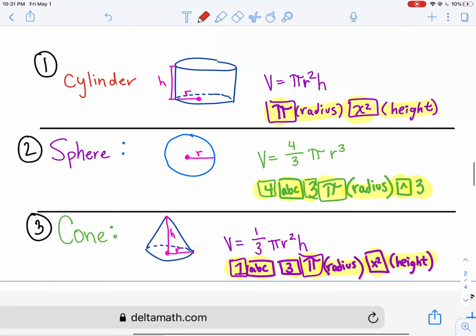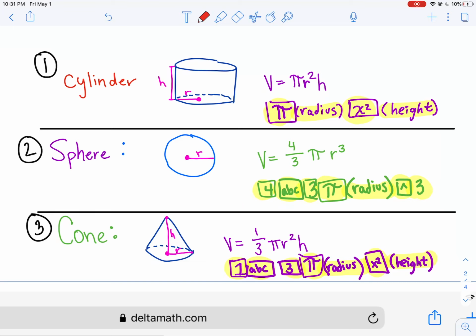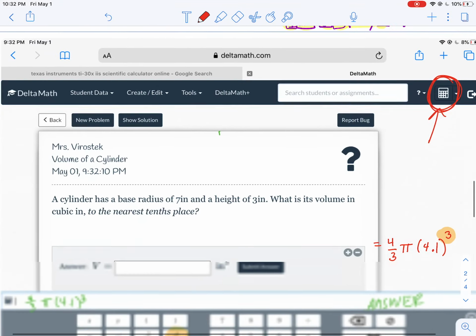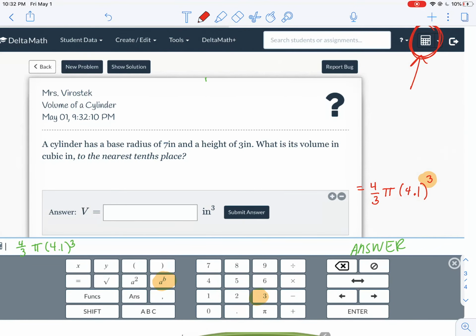So just make sure you take a second, jot the formulas down, write down how to type them in your calculator if you have the calculator at home. And if you don't have the calculator at home, you can still do the assignment. Just watch my tutorials on how to use this calculator.